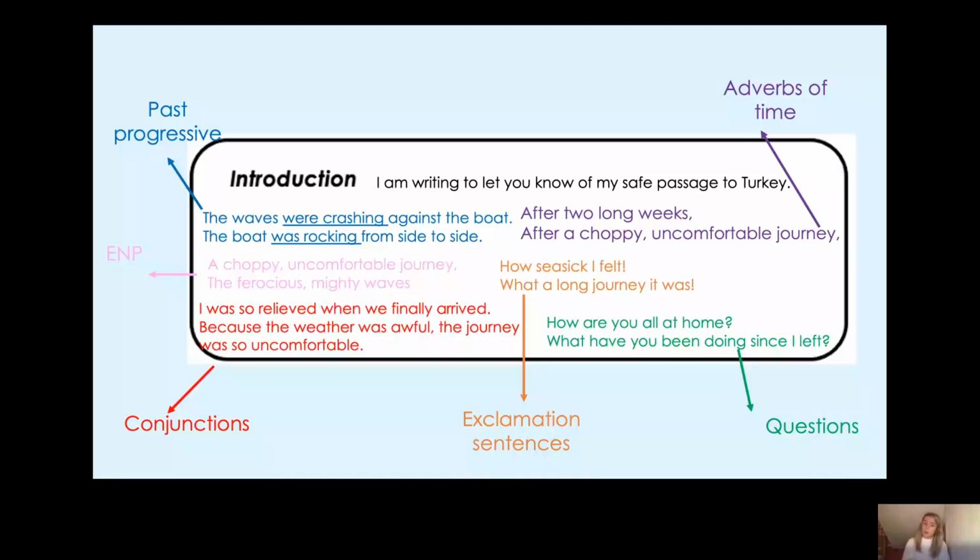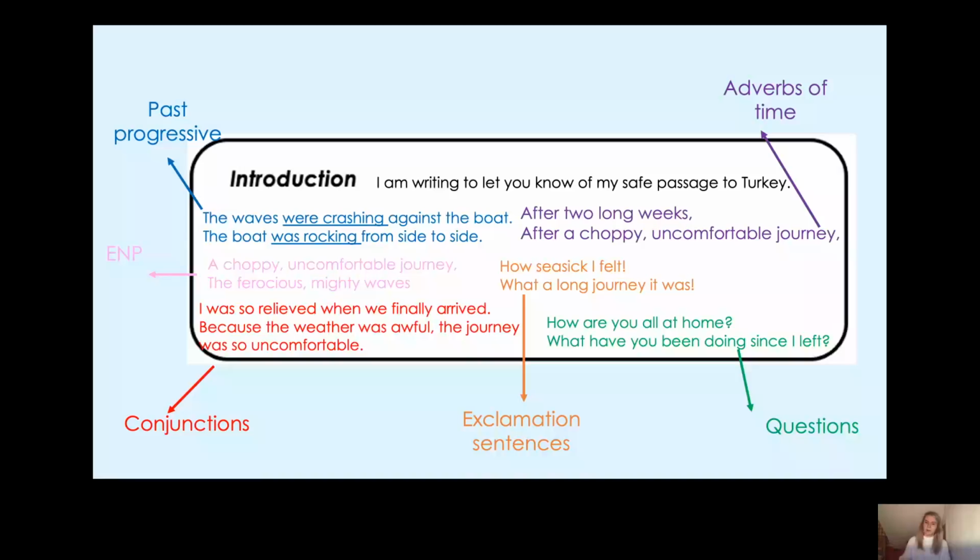What adverbs of time, what questions and exclamation sentences, which conjunctions, which expanded noun phrases, and which past progressive verbs I want to use. Now, I have shown you how to include all of them in one paragraph, but you don't have to include all of them in one paragraph. As long as you've got about 3 of these different elements, so maybe you could have an adverb of time, an exclamation sentence, an expanded noun phrase. As long as you've got 3 of them, I'll be happy, okay? Because sometimes putting all of them in can be a little bit too much.